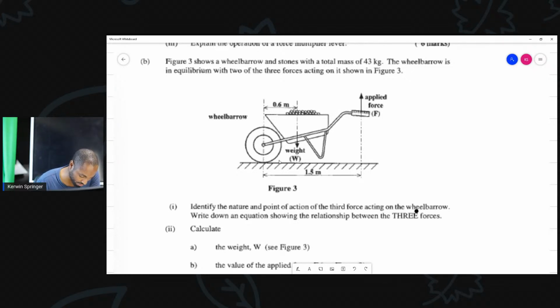What I'm using here is Microsoft Whiteboard. I don't normally use this, but I decided to practice with it on this live.